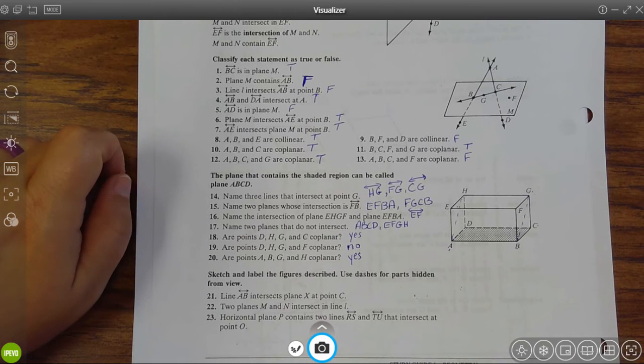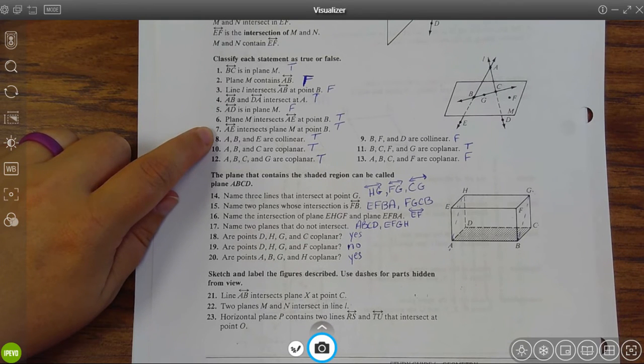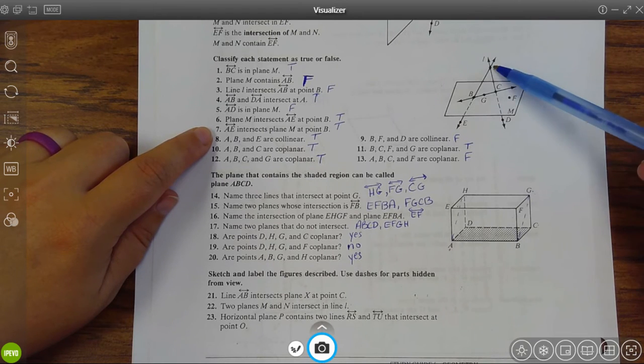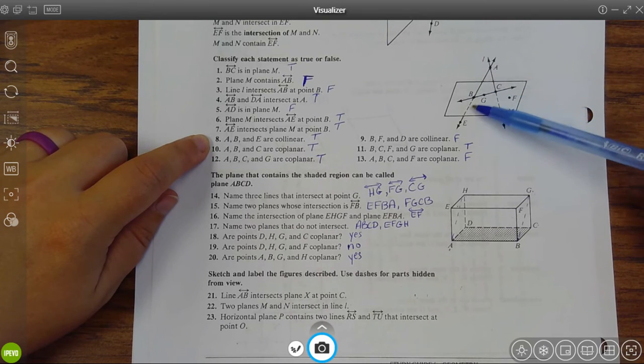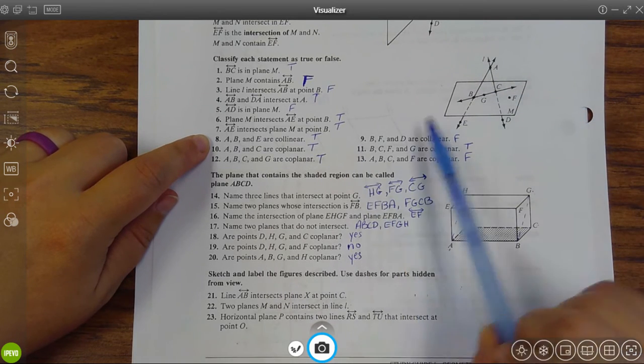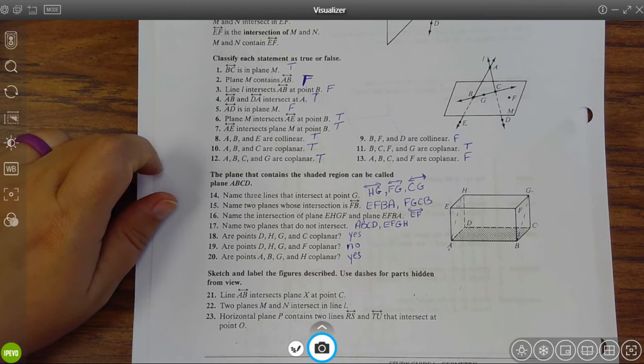Number 6, plane M intersects line AE at point B. That is true, and 7 says basically the same thing, so that's true as well. That's where AE goes through at point B. Number 8, points A, B, and E are collinear. They are all on the same line, so that's true. Number 9, points B, F, and D. We cannot draw one straight line, so that is false.